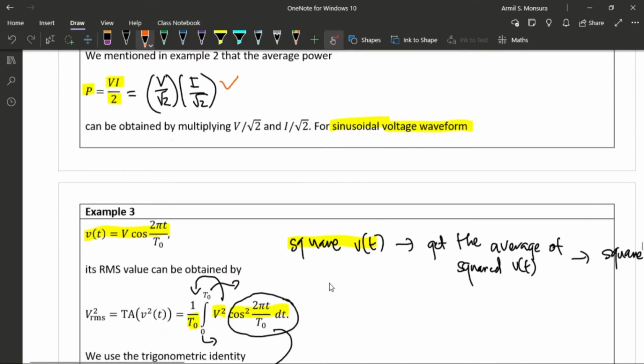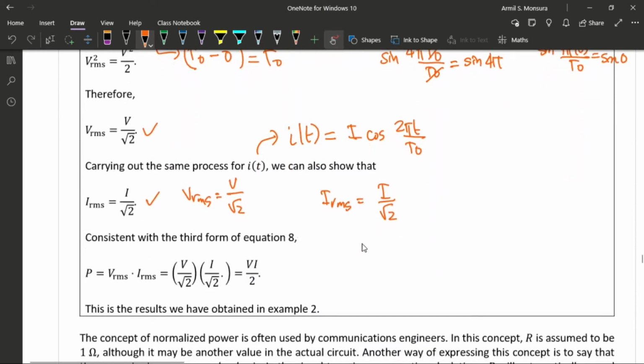Kasi kapag minultiply natin itong dalawa, that gives you the average power to be VI over 2. Which means, yung nakukuha pala nating formula, the average power, is actually the RMS voltage multiplied to RMS current. If you multiply those two values, you would get the average power. So, that's your RMS value.